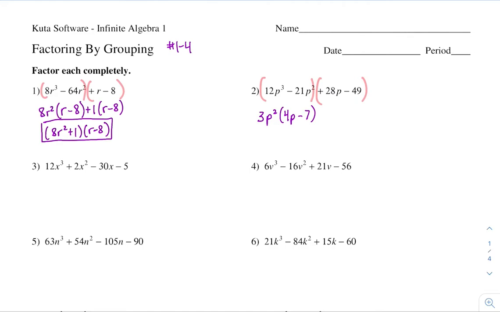From the second set of parentheses, you can factor out a 7 from both. So 28 divided by 7 will give you 4p, and 7 divided by 7 would give you minus 7. Now factor out 4p minus 7 from both of those, and then we just have 3p squared plus 7 and 4p minus 7.